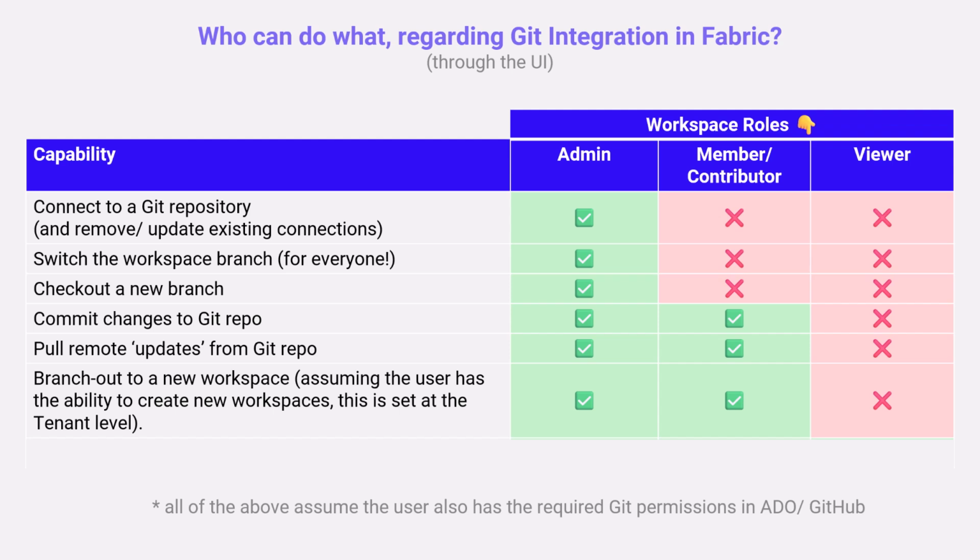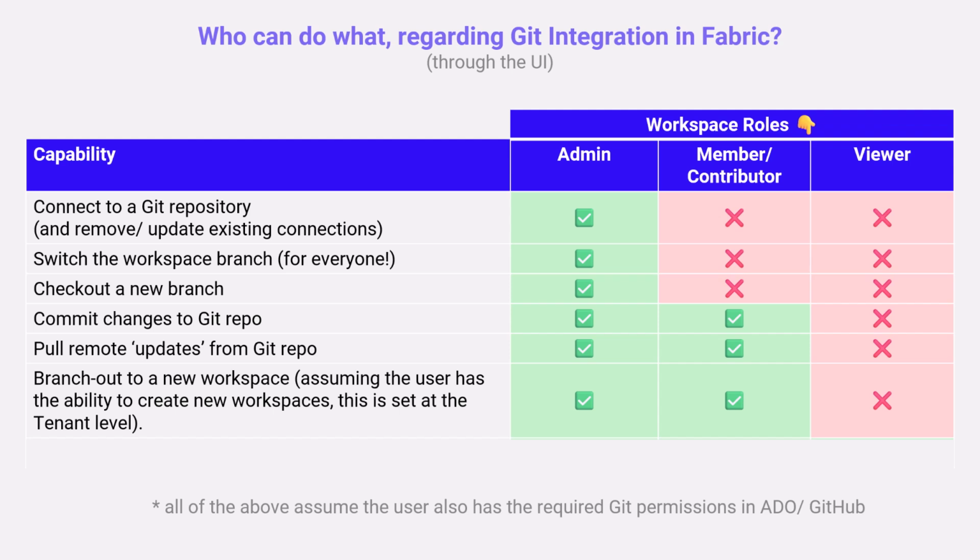Next, we go to some of the permissions that the admin, member, and contributors can all do. Those three roles can commit changes to a Git repository, pull remote updates from a Git repository into your workspace, and they can also branch out to a new workspace. And we'll take a quick look at branching out and what that is in the context of Fabric a little bit later on. To do that, we're also assuming that the user has the ability to create new workspaces.